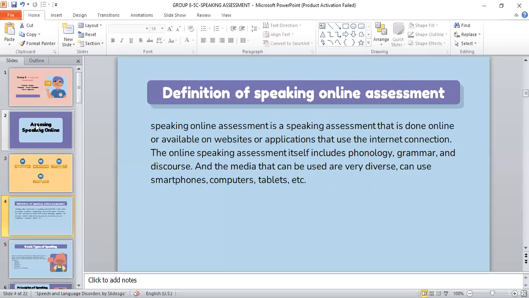So speaking online assessment is a speaking assessment that is conducted online, available on a website or application that uses an internet connection, such as Google Classroom or quizzes, or even maybe Kahoot, that can also be used for online speaking assessment.